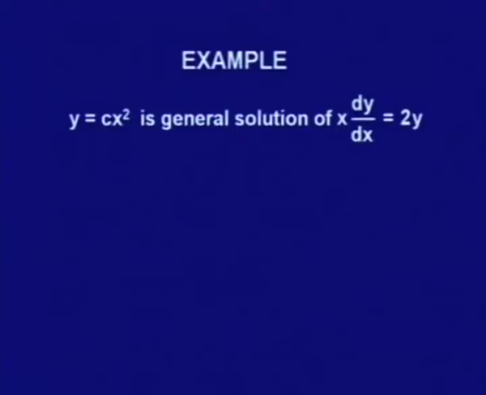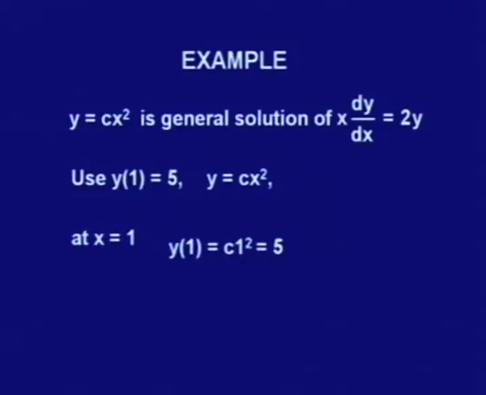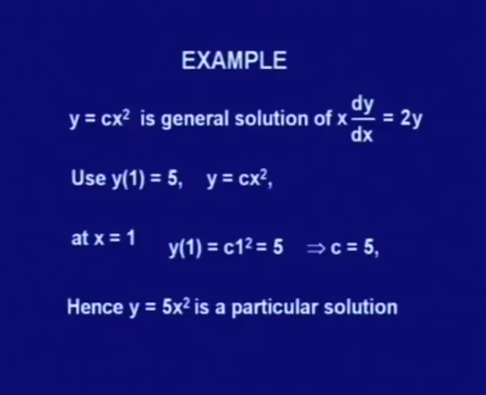Now, incorporate this condition, that is y at 1 is 5. That means, in y = cx², at x equal to 1, we will put, and what we will get is that c is equal to 5. Hence, we got that y is equal to 5x² is a particular solution. This solution we have got when we have used this initial condition, that is, the function value is 5 at x is equal to 1.